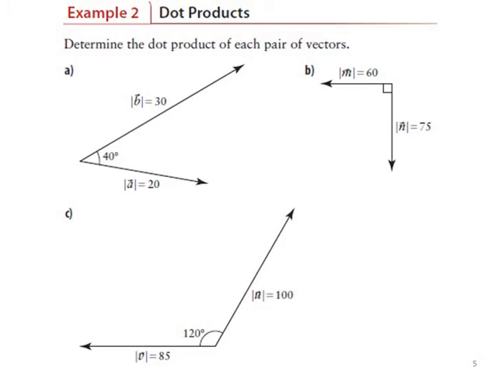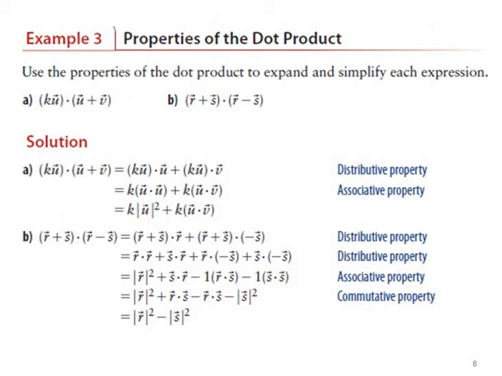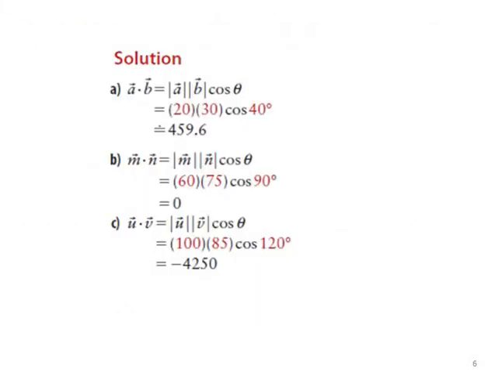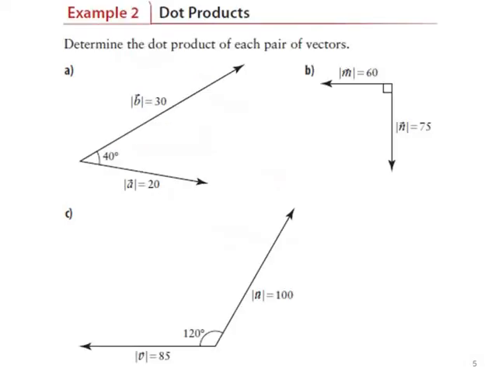Part A, we have two vectors. The magnitude of A is 20, the magnitude of B is 30, and the angle between these two vectors is 40. So that's going to be very simple. The dot product between A and B is going to be the magnitude of A times the magnitude of B times cosine theta, in this case 40. So it's going to be 20 times 30 times cosine 40. That will be 459.6. Again, as you see here, we are dealing with a number. The answer is going to be a number, not a vector.